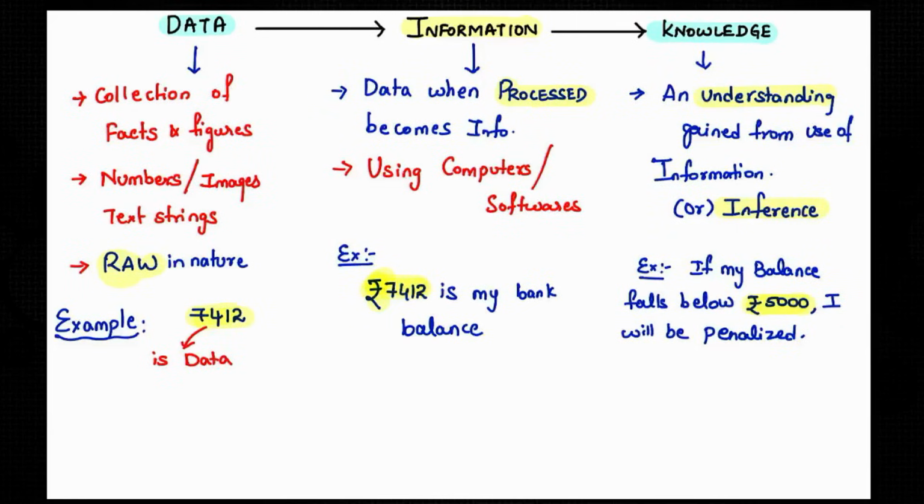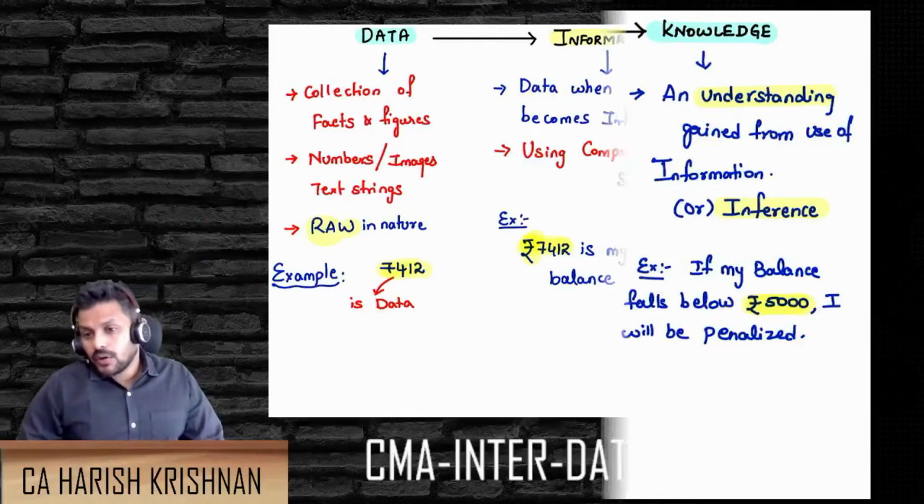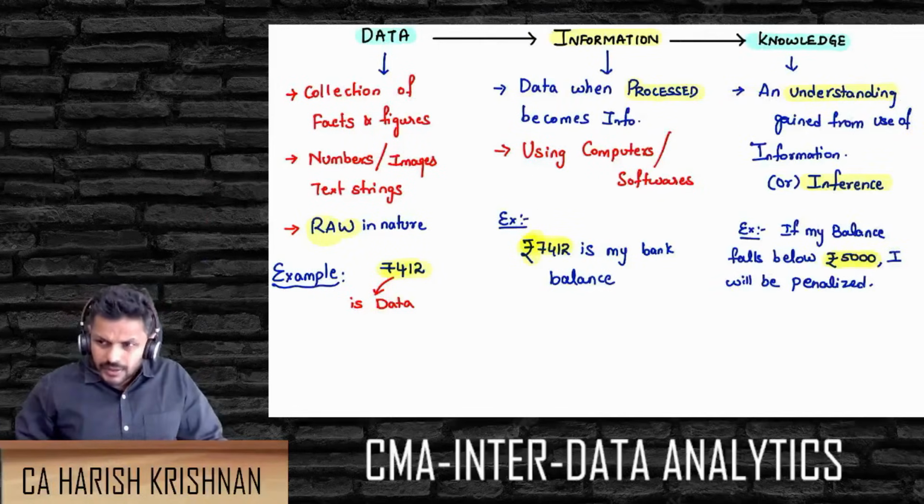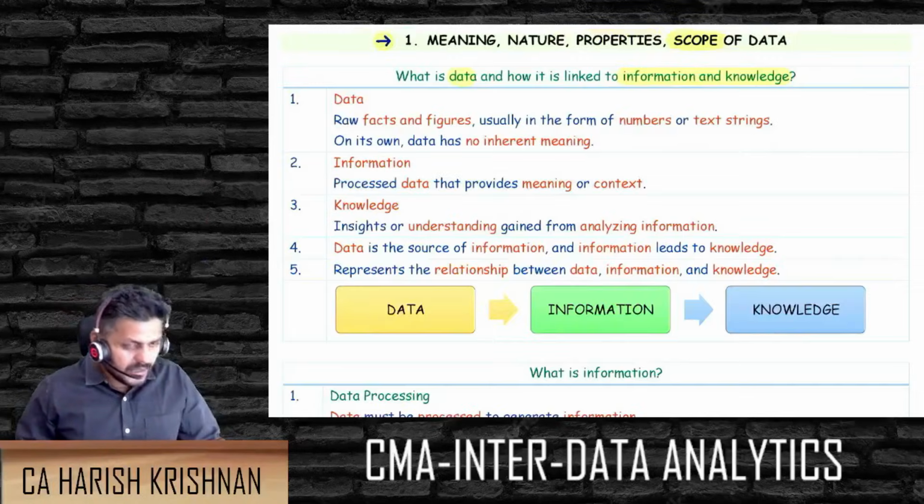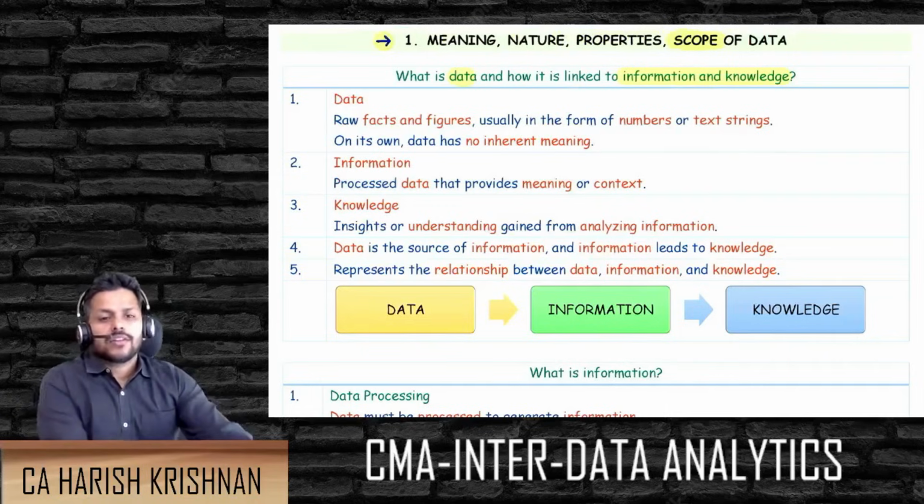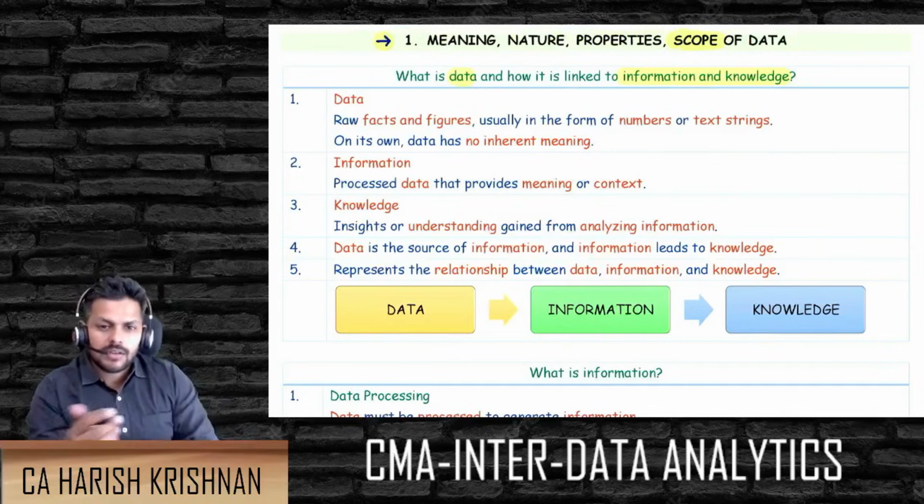All right, guys, I hope you have gone through that. So let us move on to discussing what these points are in slighter more detail. So the first part of the discussion, we have meaning, nature, properties, and including the scope of data.